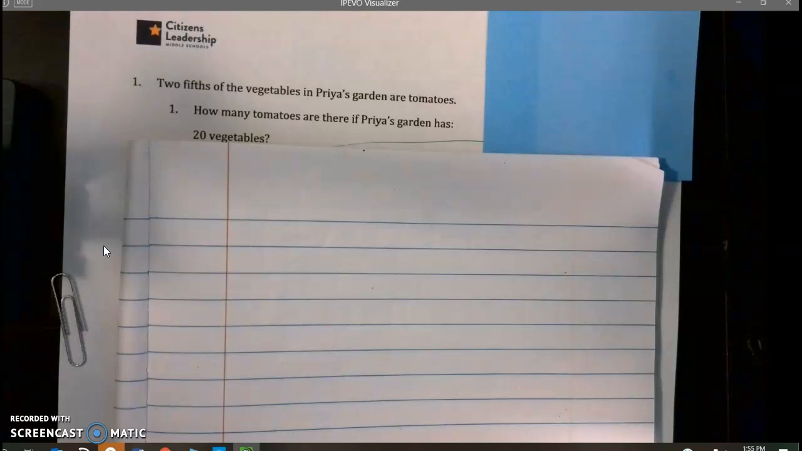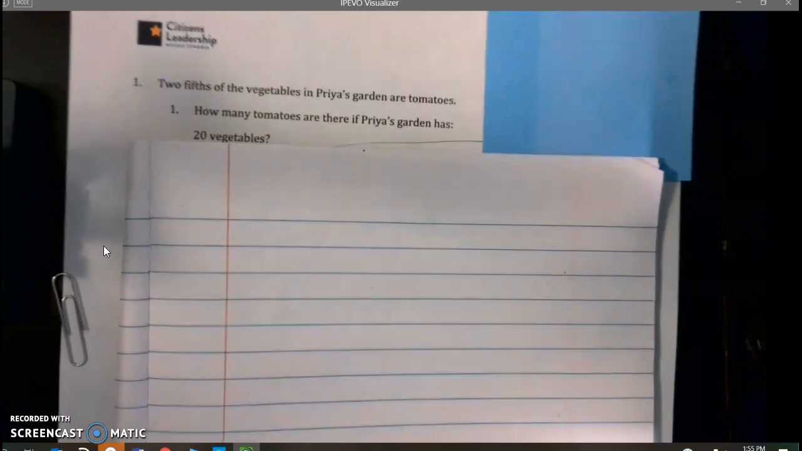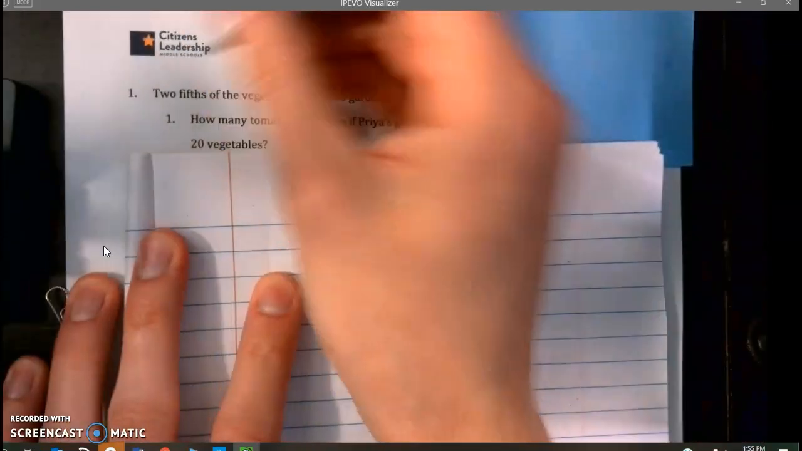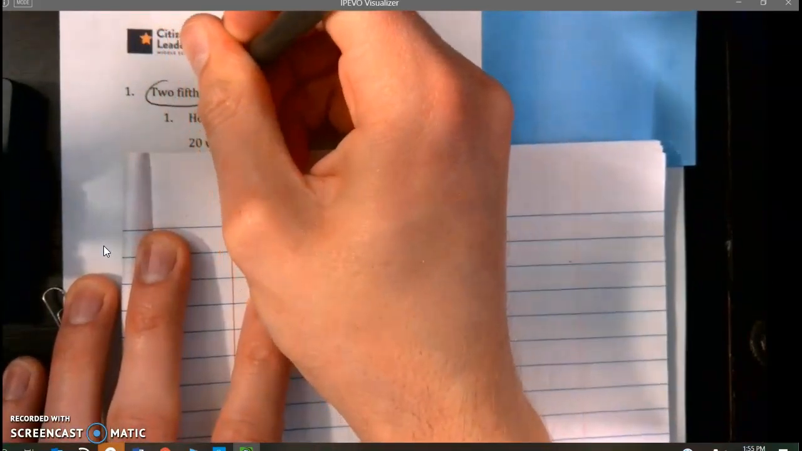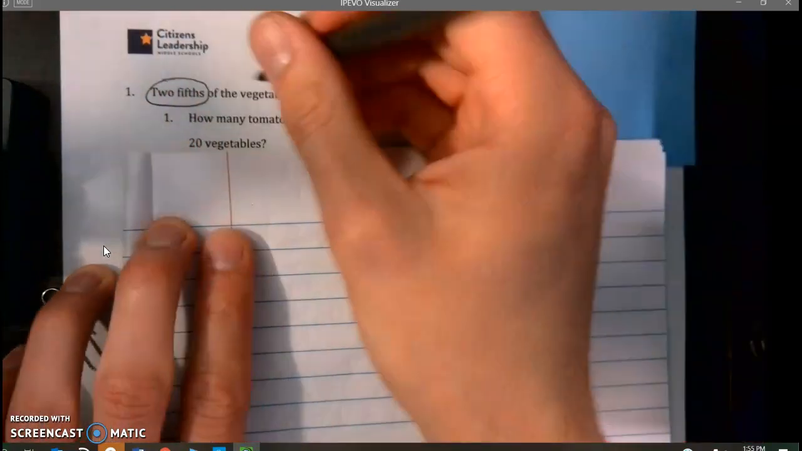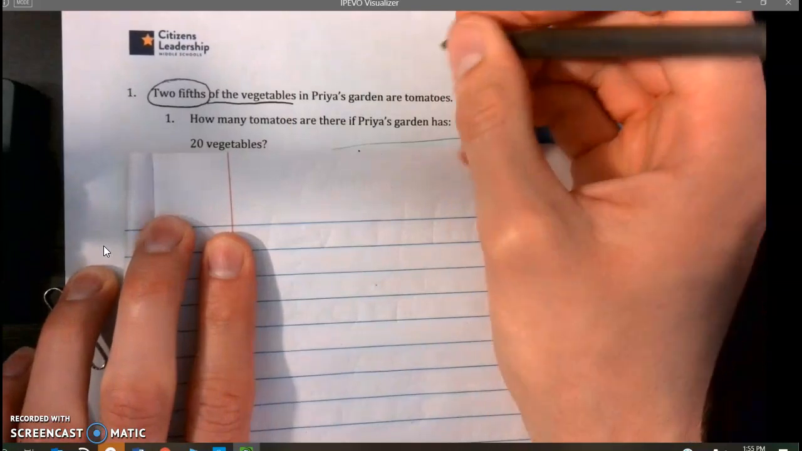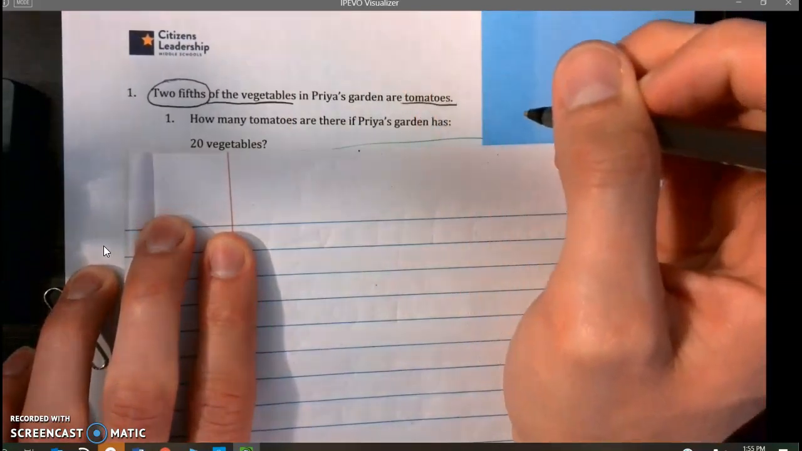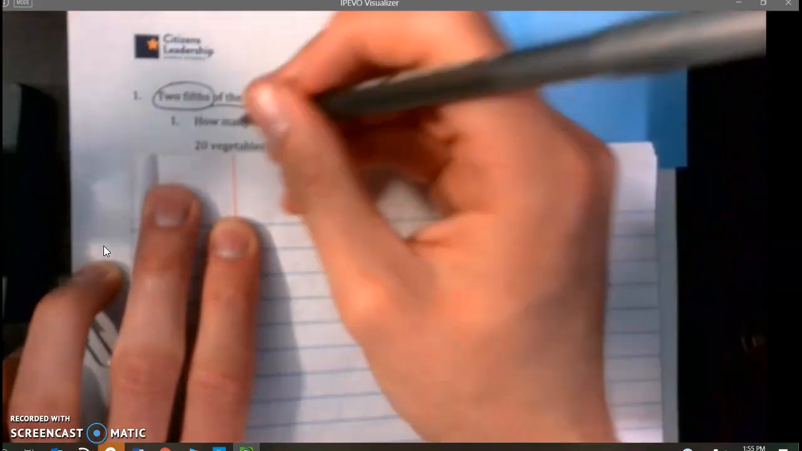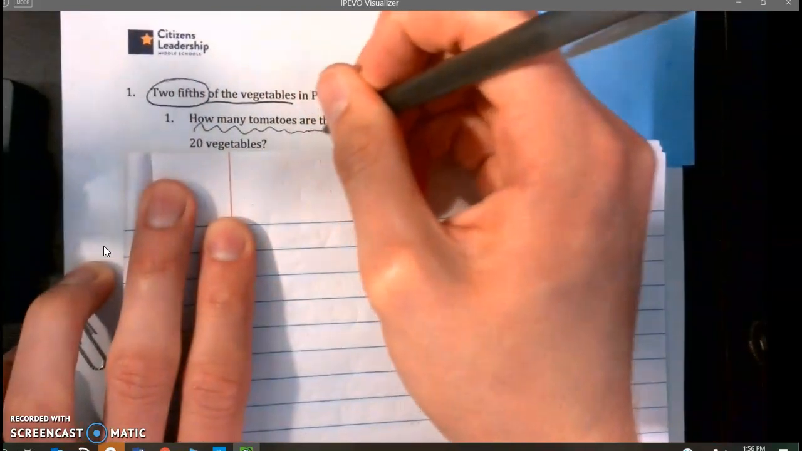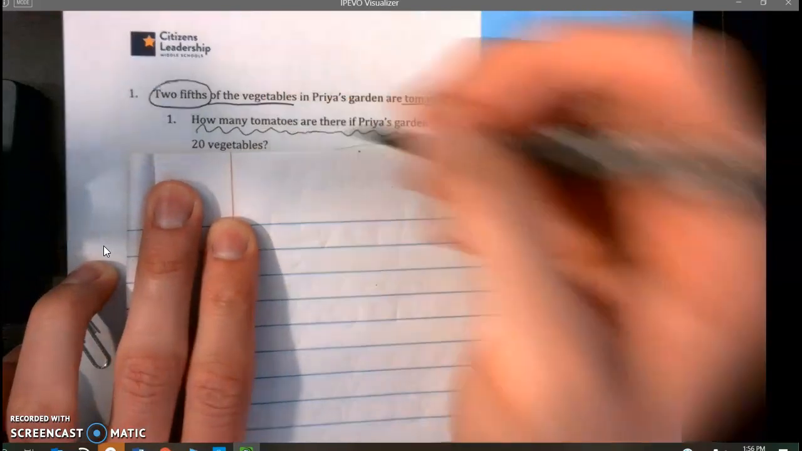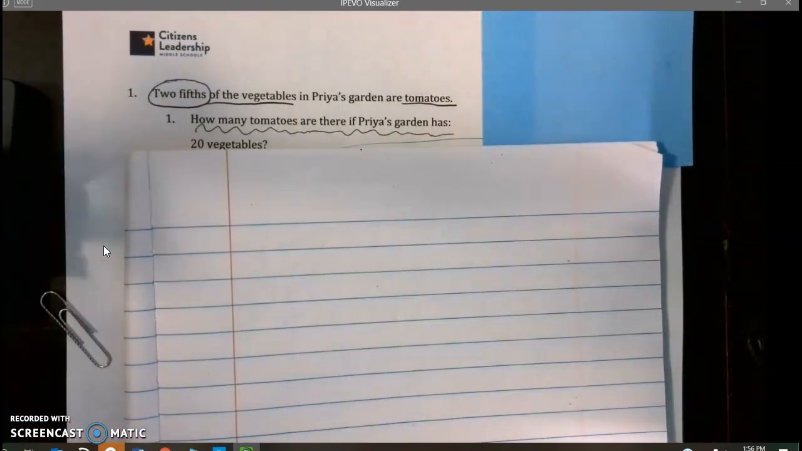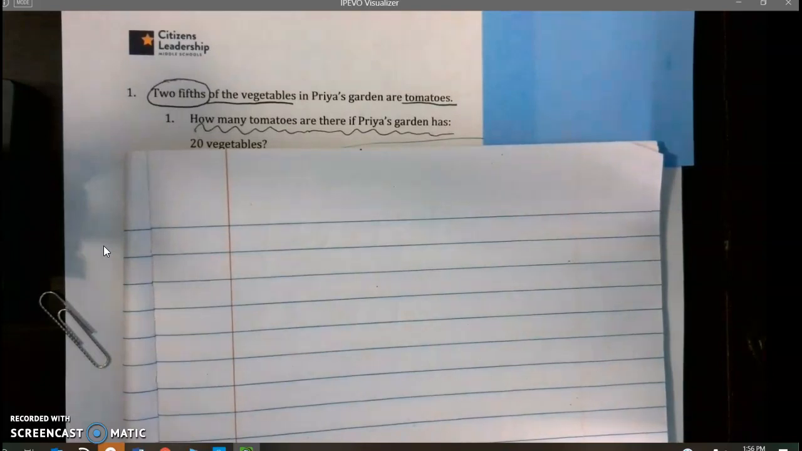So this is a word problem, so we need to take a close look at everything that's in play here. If we were to annotate this, you can see 2/5, so that's a number. It's written as a word, but that is a number. 2/5 of the vegetables in Priya's garden are tomatoes. All right? And then the question is down below. How many tomatoes are there if Priya's garden has 20 vegetables? So, in order to solve this problem, we need to make an equation.